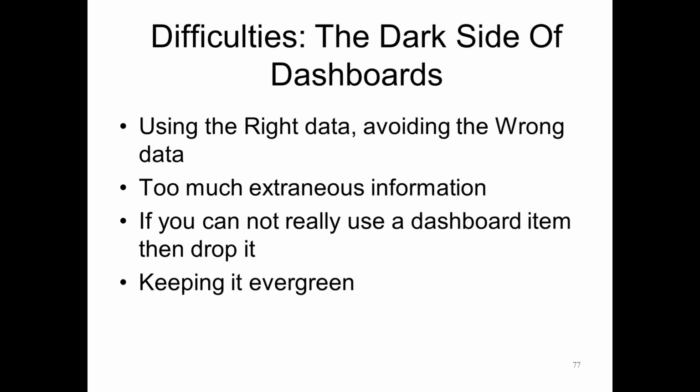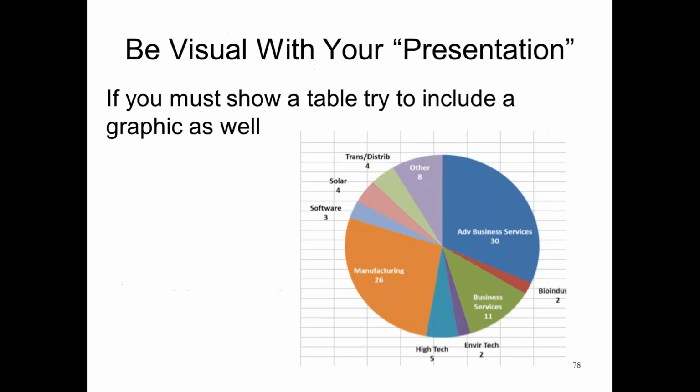It's important that you use the right data. It's important you avoid the wrong data because once it's up there, this is where your job description comes in, making sure you're looking at the right data, so be careful there. Too much extraneous information. People get carried away and start throwing everything up on the dashboard. Bullet 3 says, if you can't really use a dashboard item, then drop it. And I think that's true. And then keeping it live, keeping it evergreen.